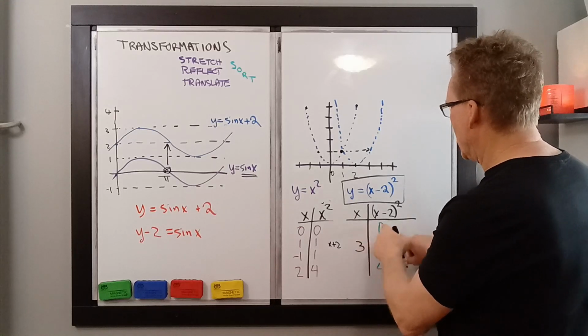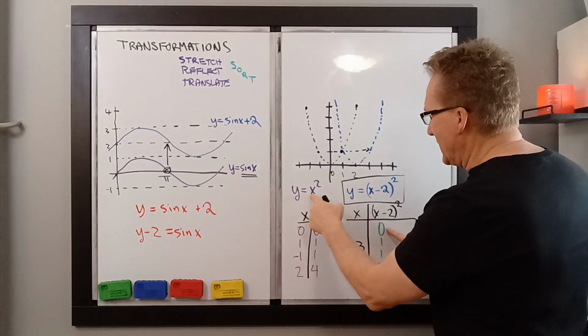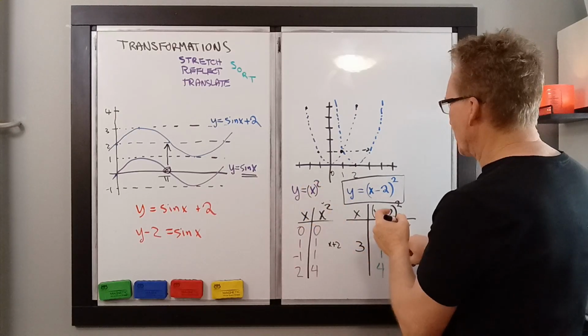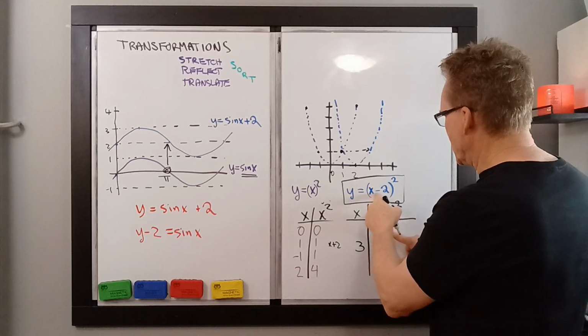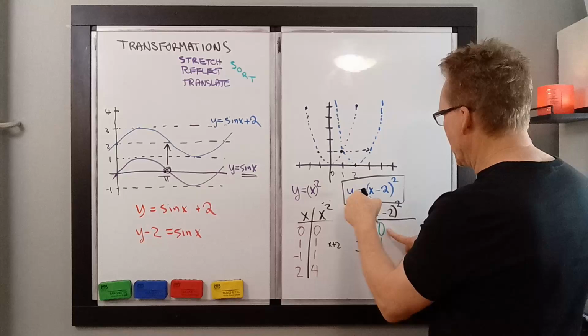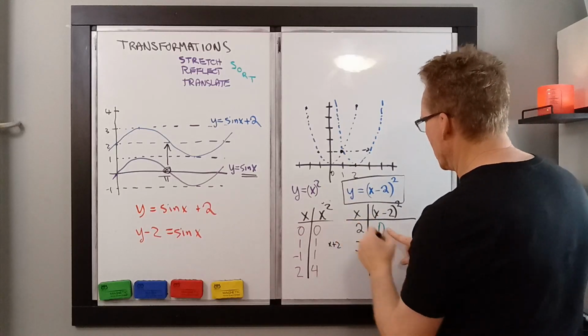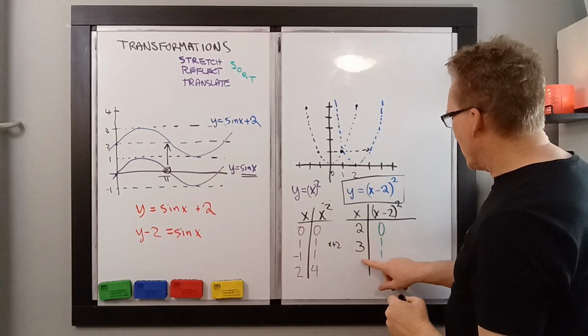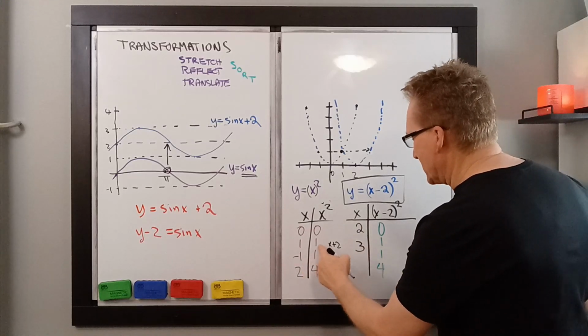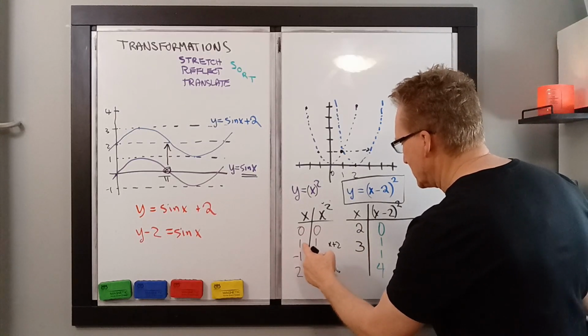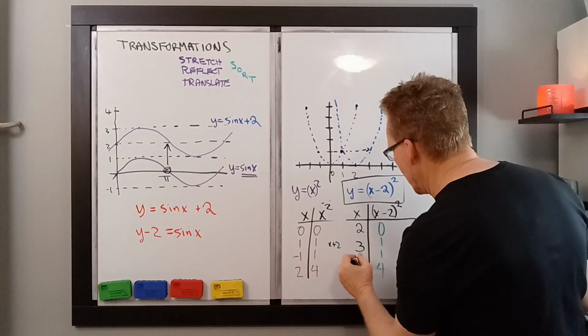Same here for 0. If we want this to be 0, inside here this has to be 0. So if everything inside here is going to be equal to 0, then this has to be equal to 2, because 2 minus 2 is 0. 0 squared is 0. So this is going to have to be equal to 2. And then over here, of course, we want this to be the same as this. So remember what we did to this one? We added 2 to the x value. So let's add 2 to the x value here.